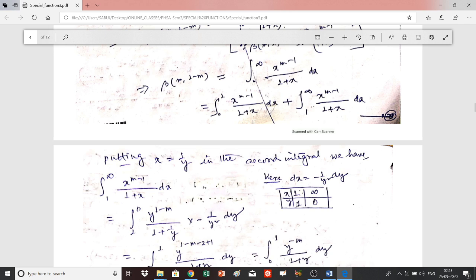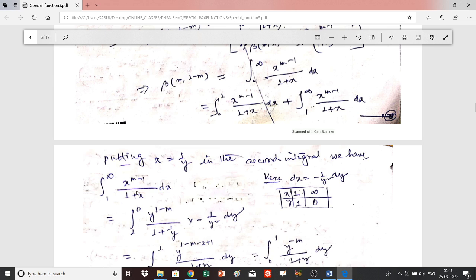Here is the limit, so 1 to 0, and then x to the power n minus 1. So x is 1 by y, so it can be written as y to the power 1 minus m, because it will give you 1 by x to the power m minus 1. So if you take it in the numerator, it will give you y to the power 1 minus m.